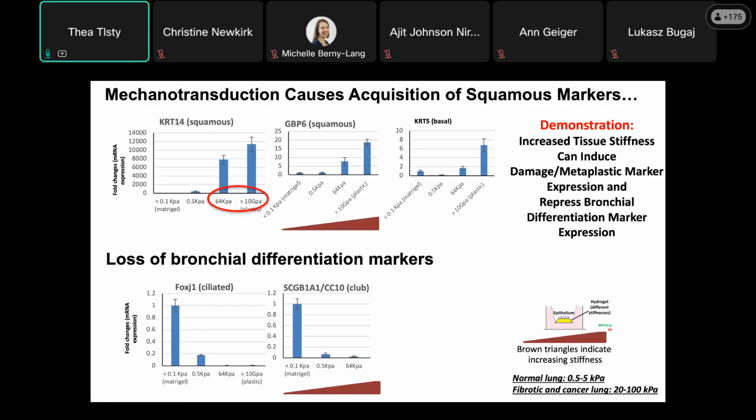telling you that simply by putting these bronchial epithelial cells in modulating their stiffness could tell you whether they were going to maintain a bronchial differentiation or transition to a squamous differentiation. Mechanotransduction causes the acquisition of these markers. This works through mechanotransduction, the ability to convert mechanical stimuli into biochemical signals.